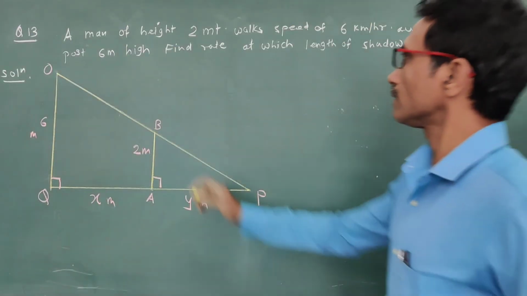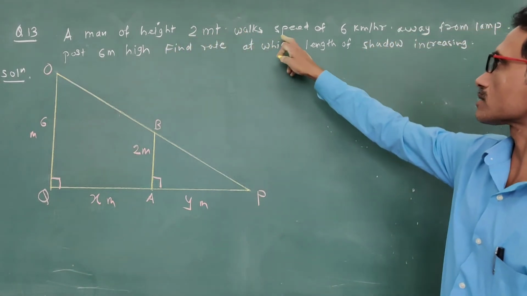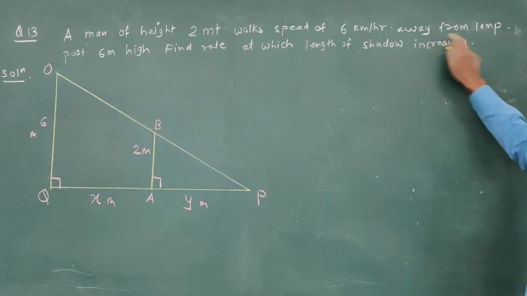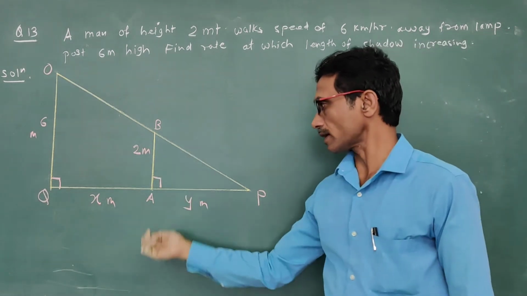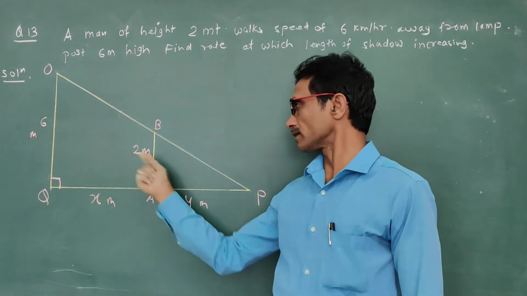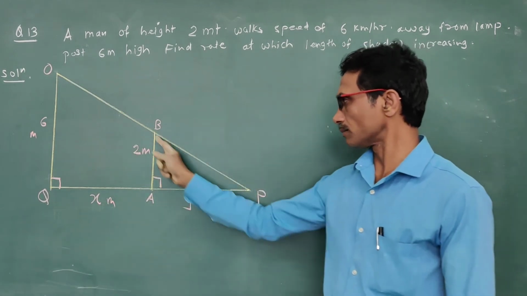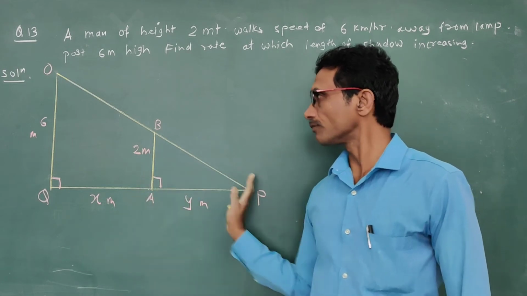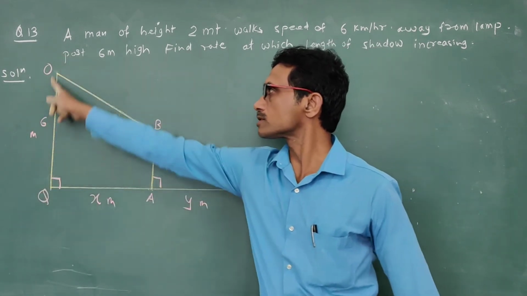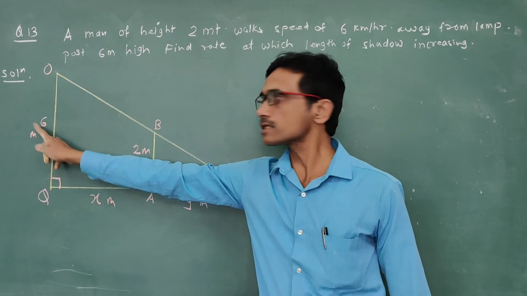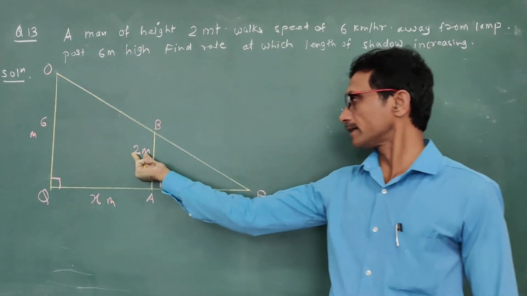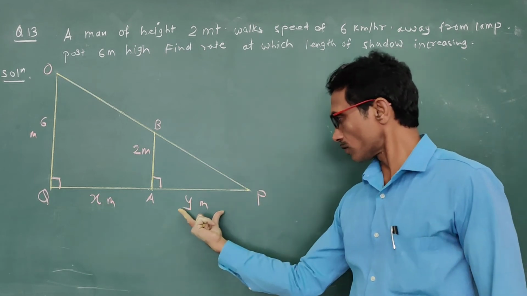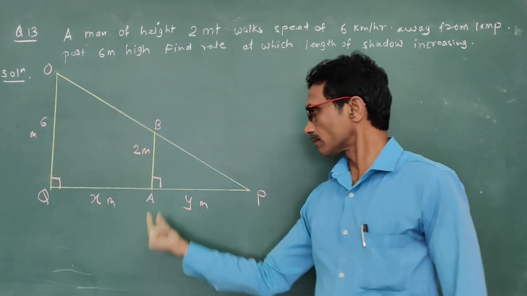Question number 13. A man of height 2 meter walks with uniform speed of 6 km per hour away from the lamp. Suppose in time t the man is standing here, and he is moving away from the lamp post. This is a lamp post. Height of the lamp post is 6 meter, and the man's height is 2 meter. He is walking away from the lamp. This is the shadow of this man.